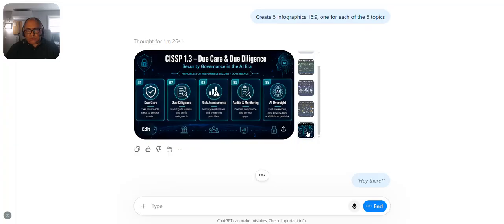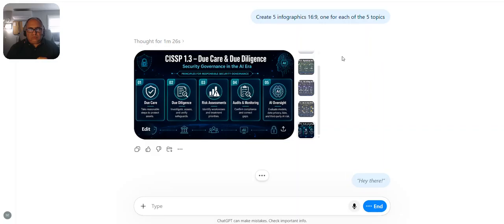Due care refers to taking reasonable, proactive steps to protect assets. Think of it as acting prudently in advance. For example, implementing security controls like firewalls and encryption demonstrates due care. On the other hand, due diligence is about ongoing assessment, verifying that controls work and risks are well understood. Think of it as continuous monitoring and reviewing. For instance, conducting regular security audits or penetration tests shows due diligence.